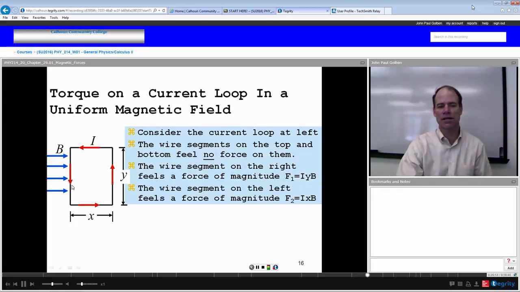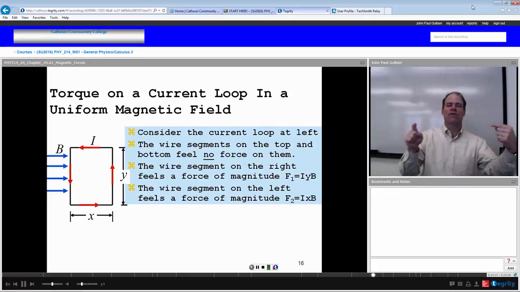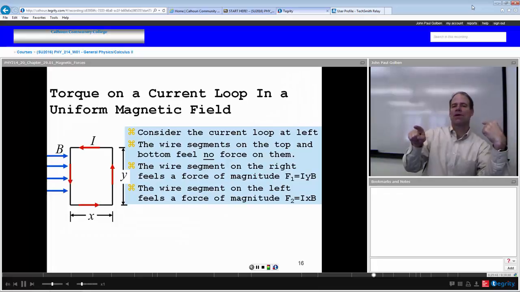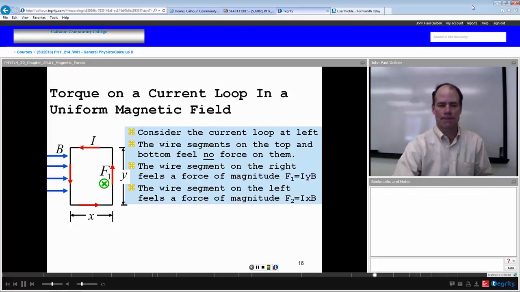If I look on the left-hand side of this loop, I'm going to have a current going down. I'm going to have another force, which will also be IYB sine theta, not IXB on this, but IYB sine theta. And the direction of that force, as that current's going down and the field's going to the right, will be out of the page towards you. So on either side of this coil, we're going to feel a couple of forces in opposite directions, causing this loop to start turning like this. So into the page on the right, out of the page on the left, and the loop turns as a result.